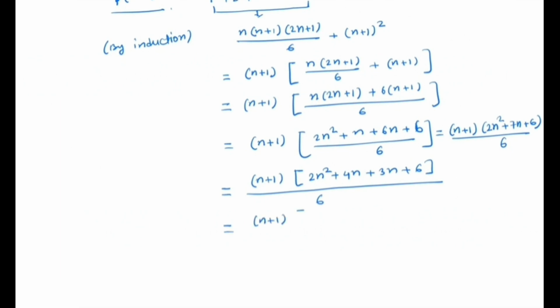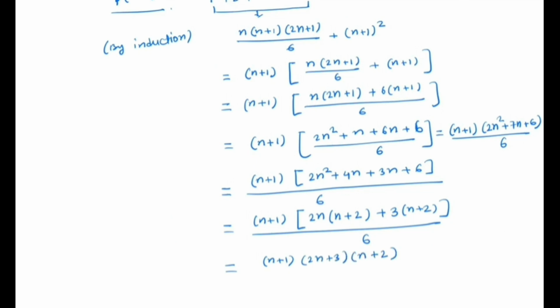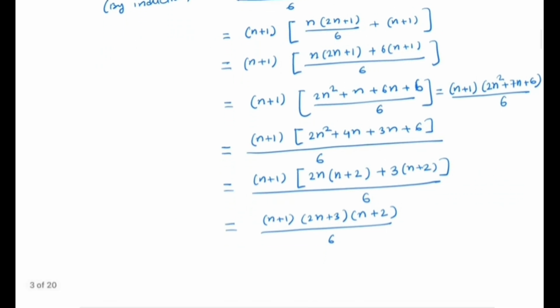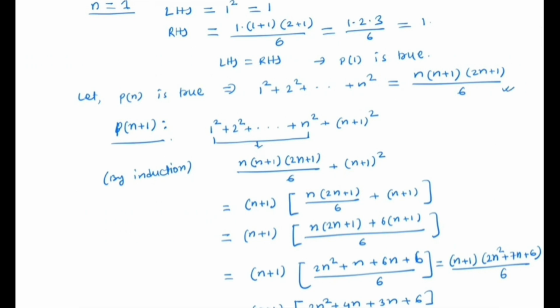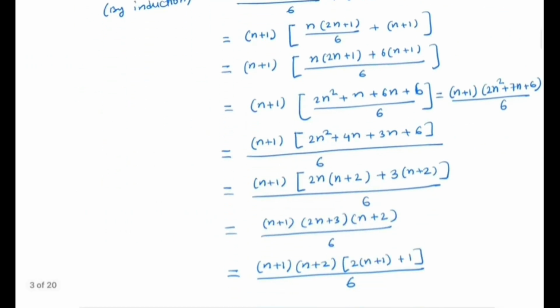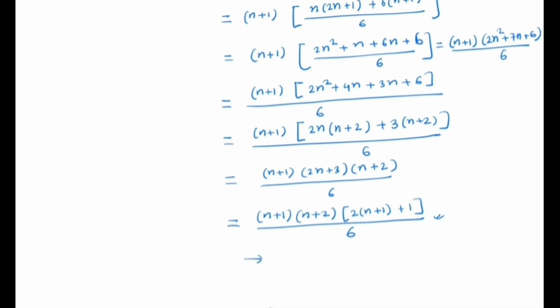So n plus 1 into, so if we take 2n common, then it will be n plus 2, and here we have 3 into n plus 2. So ultimately we get n plus 1 times 2n plus 3 times n plus 2 by 6. Okay, so now what we can do, we can write this statement as n plus 1 times n plus 2 times, and 2n plus 3 we can write it as 2 into n plus 1 plus 1. So note that in the formula here, if we put n plus 1 instead of n, then exactly we get this one. So we can say that P of n plus 1 is true.